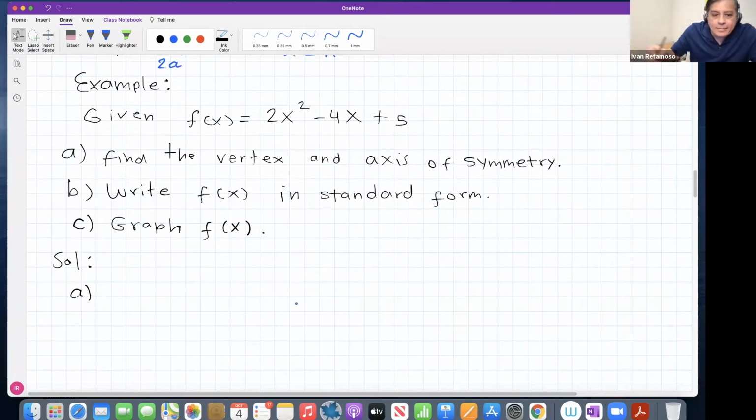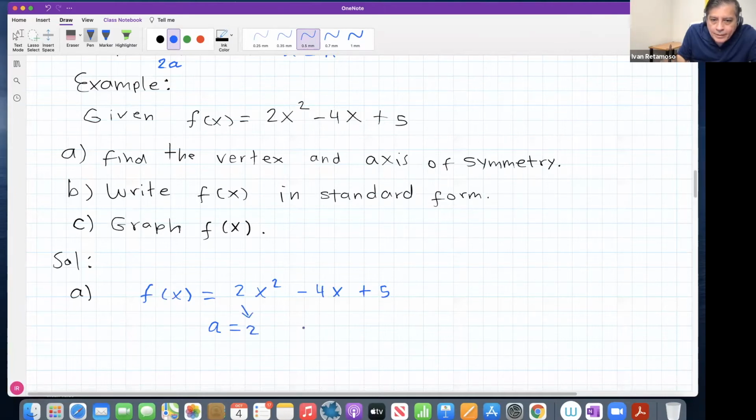First, for part A, I have to find the vertex and the axis of symmetry. So quickly, f of x equals 2x squared minus 4x plus 5 tells me that a should be just the number 2, right? b should be this number, -4, right? c is 5, but for the computation of the vertex, we don't need c. c is needed when you solve a quadratic equation, for example, but not here, not in this context.